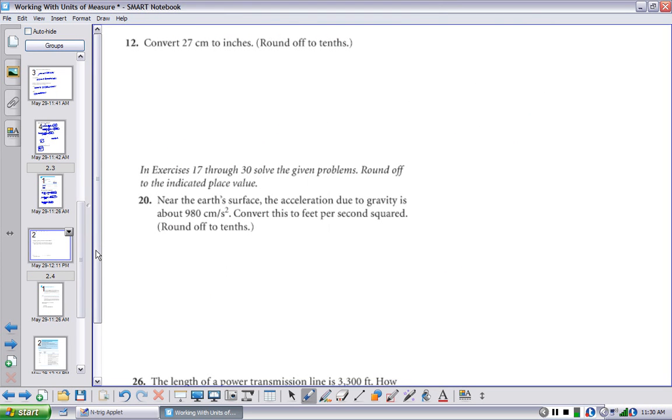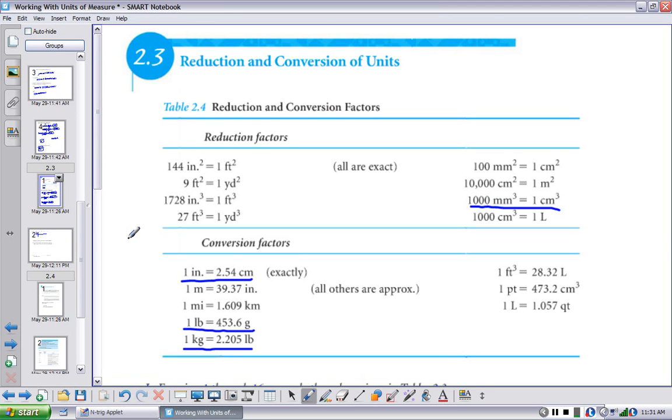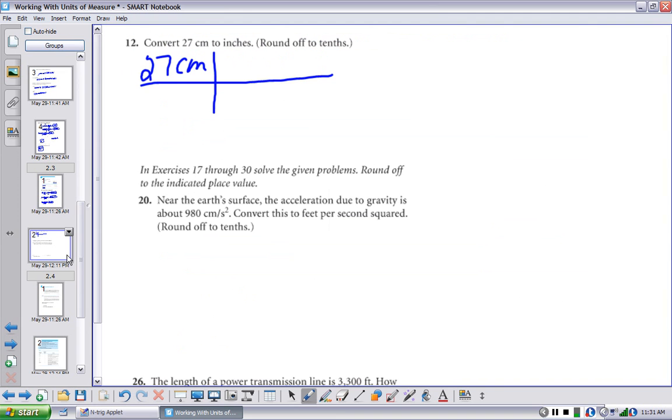Another one with the same directions, convert 27 centimeters to inches. Okay, let's go back to our chart on the previous slide. Centimeters to inches. It tells us 1 inch is 2.54 centimeters. That's an exact value, but the problem over here tells us to round to the nearest tenth. So we have 2.54 centimeters is 1 inch. So when I do 27 divided by 2.54 and then round it to the nearest tenth, it is 10.6 inches.